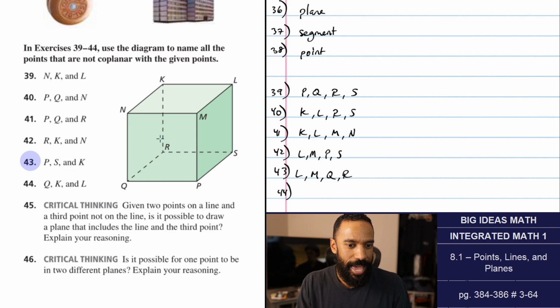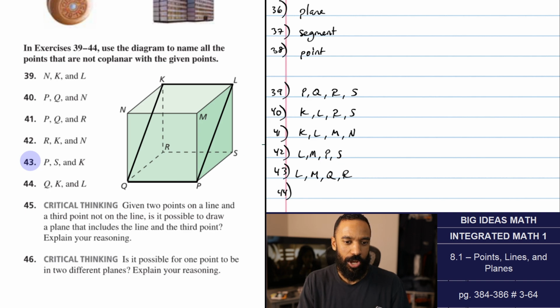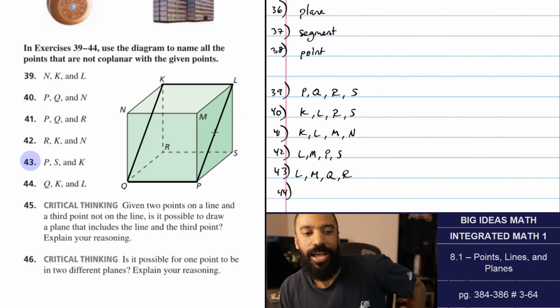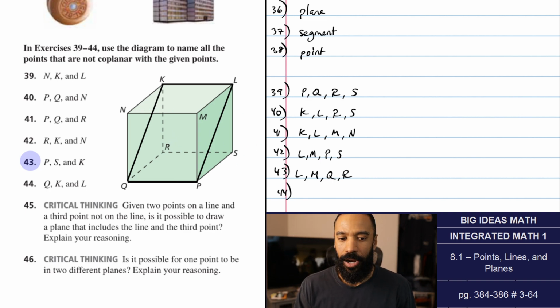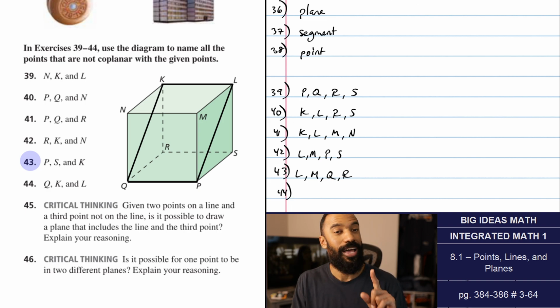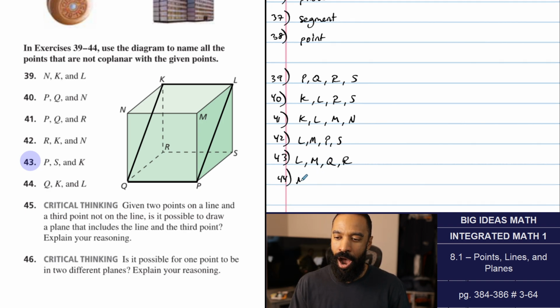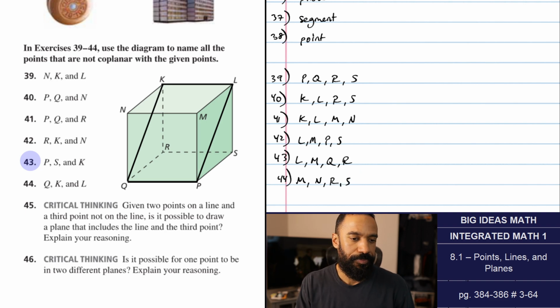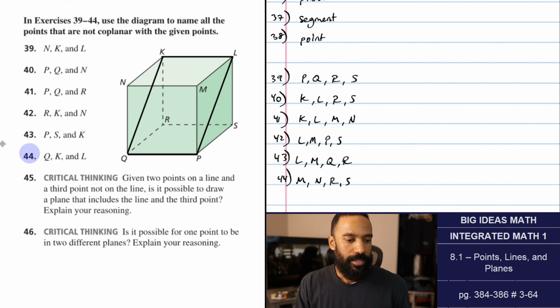Q, K, and L. So here's Q to K. Here's K to L. So you can kind of imagine what this plane would be represented as if you do kind of like this right here. So P is also coplanar with them. But what is not are N and M and R and S. But if I'm going alphabetical, M, N, R, S. So it's good that I drew those ones out. Sorry, that was 44 here. Boom. Okay, number 45 and 46 are critical thinking.